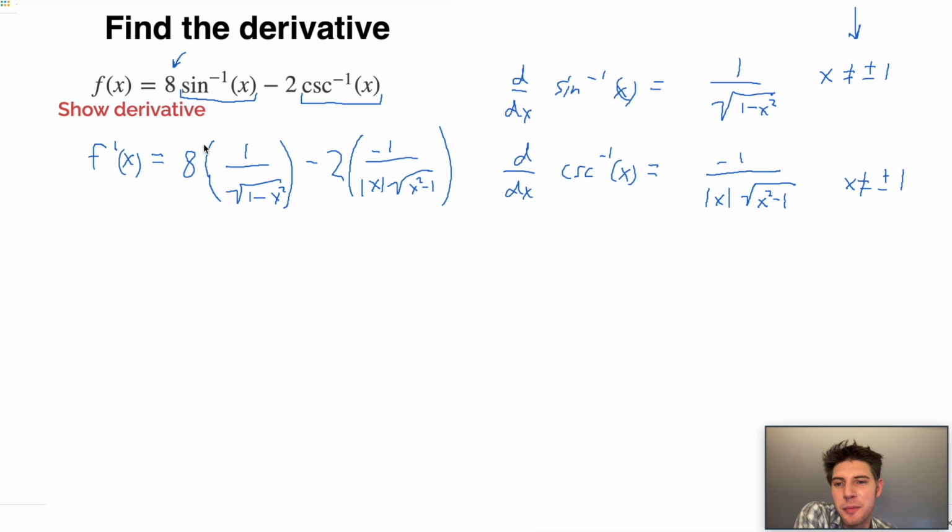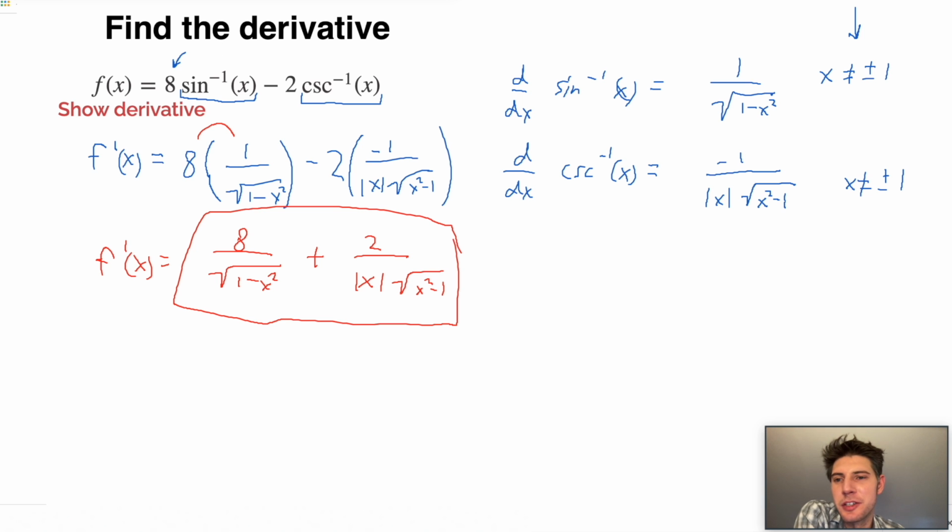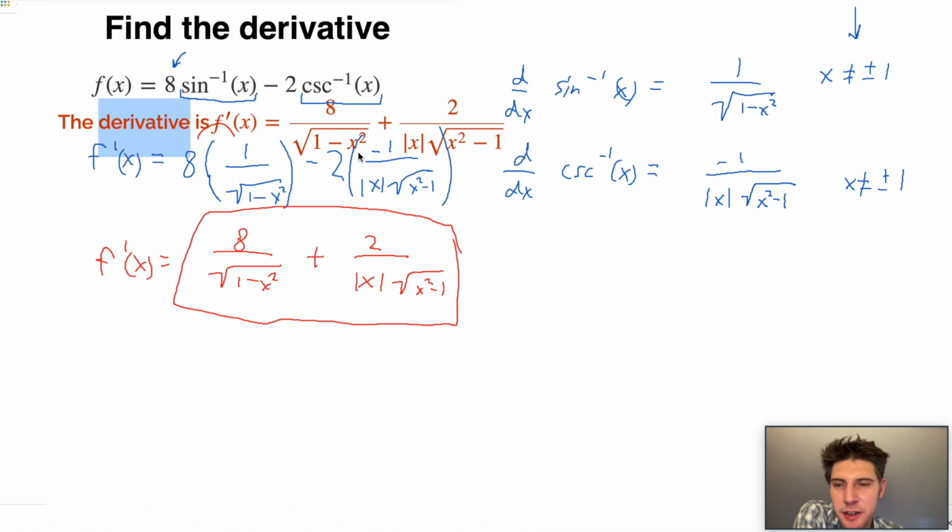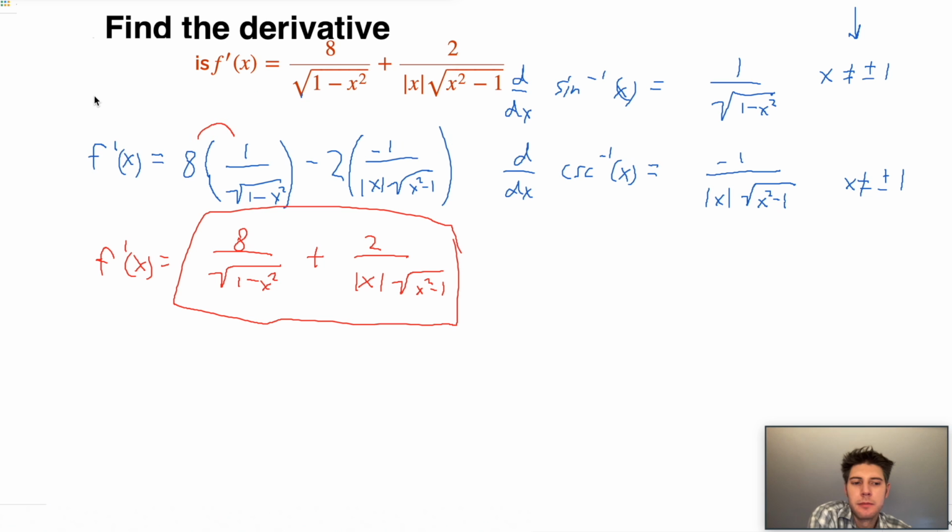So now to clean this up, the 8 distributes. So it becomes 8 over the square root of 1 minus x squared. And then this negative 2 distributes with the negative 1 and becomes a positive 2. And then we just copy down all this stuff on the bottom. And this should be the answer to our question. We can check it. It's hard to see it in there, so I just moved it over and we can see it's the exact same thing. So that's how to do these problems.